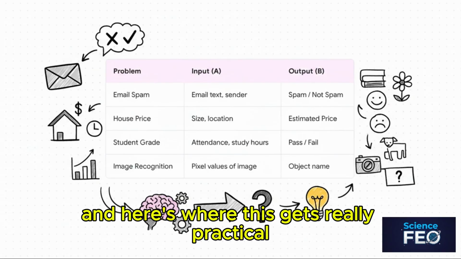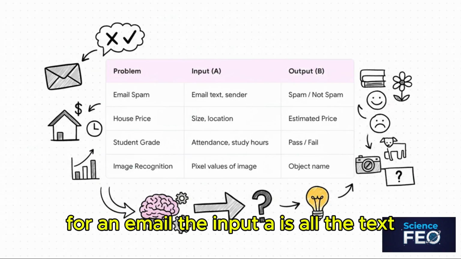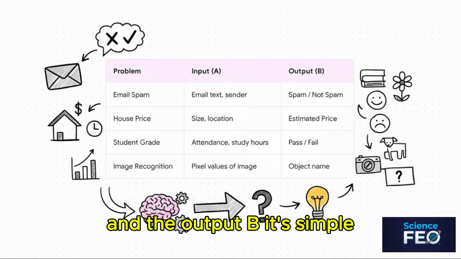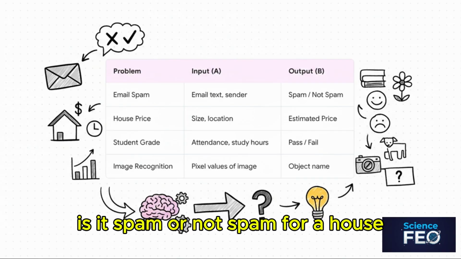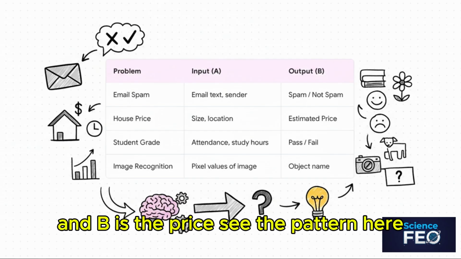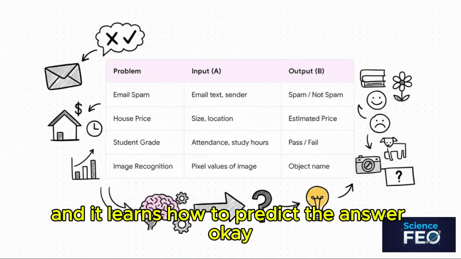And here's where this gets really practical. For an email, the input A is all the text, the sender, maybe some keywords. And the output B, it's simple. Is it spam or not spam? For a house, A is things like square footage and location, and B is the price. See the pattern here? You give it the question, and it learns how to predict the answer.